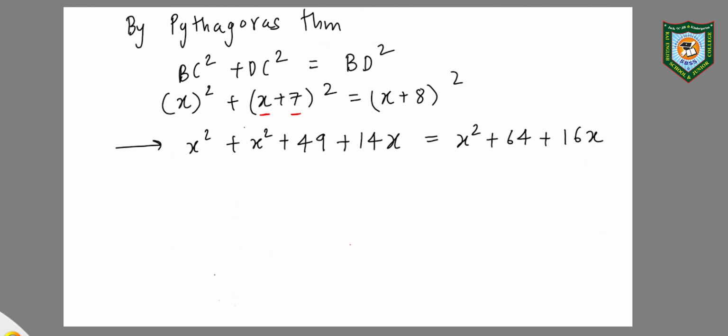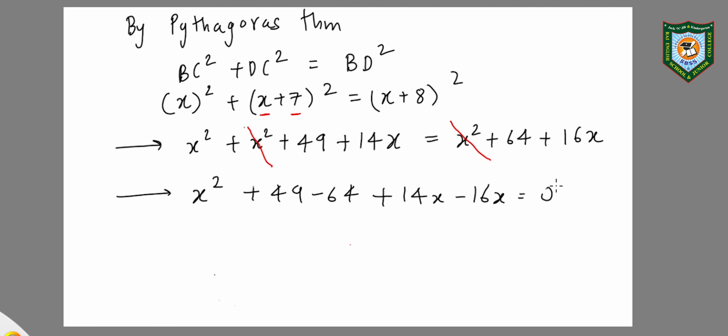Now before we start solving this, we need to make sure that we cancel everything that there is to cancel. So as we can see, I have 1x square here and 1x square here, so this straight away cancels up. Now anything that we cannot cancel has to be moved and to be solved. So here I get x square plus 49 minus 64 plus 14x minus 16x is equals to 0.